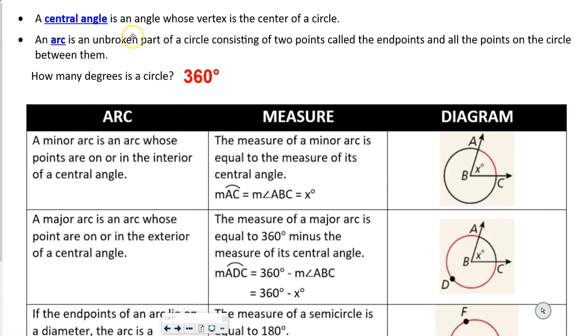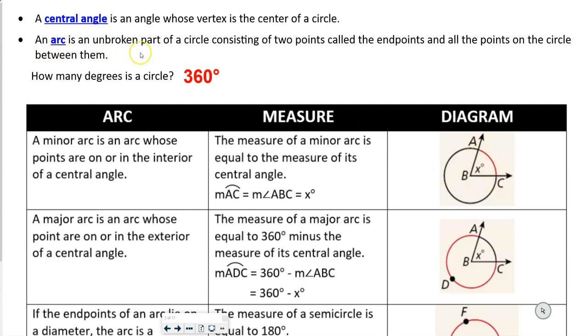Okay, so our first blank in our notes here is: a central angle is an angle whose vertex is the center of the circle. So you see over here where we have angle ABC, and its vertex is at the center of the circle there, B. This is what we call a central angle, ABC.